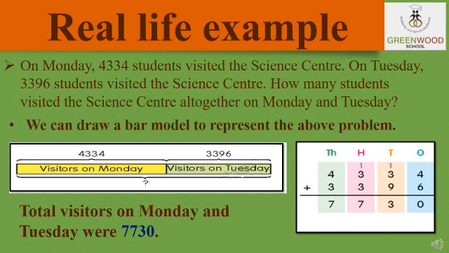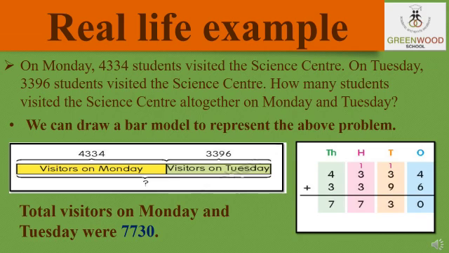Now what is our step 1? Add the ones. So 4 plus 6 is equal to 10. 10 is a 2-digit number, so we'll split it. 0 will come at the ones place, while the 1 will be carried forward to tens place. Step 2, add the tens, that is 1 plus 3 plus 9, which is equal to 13. Again split it. 3 at the place of tens and the 1 will be carried to hundreds place.